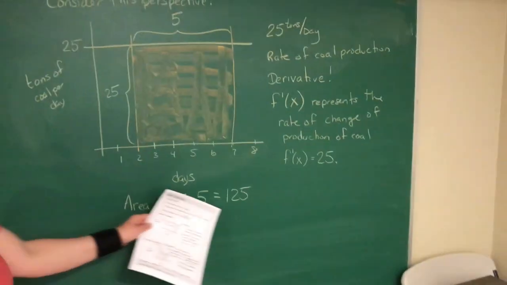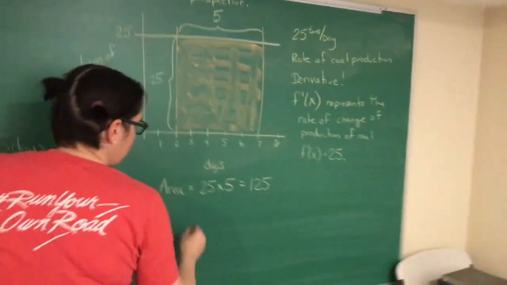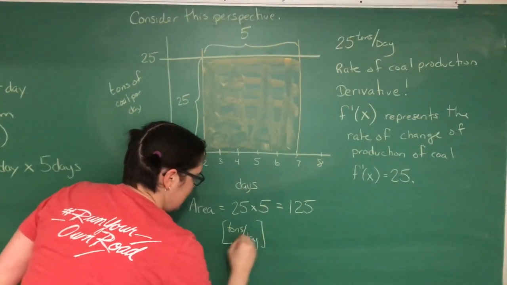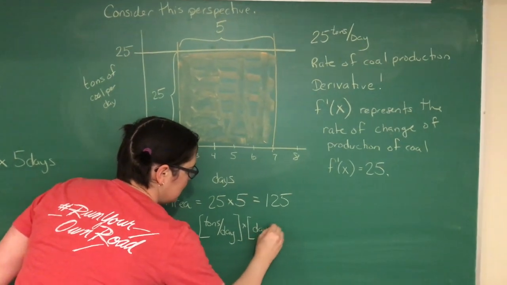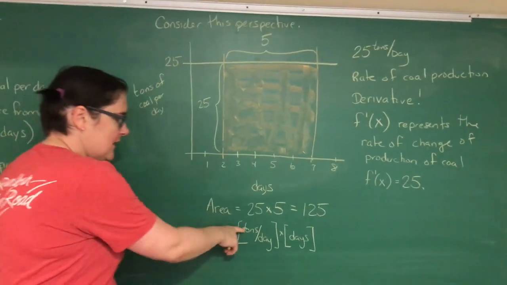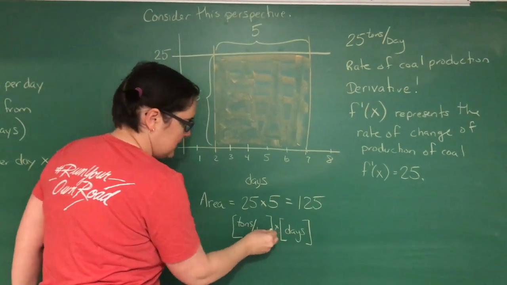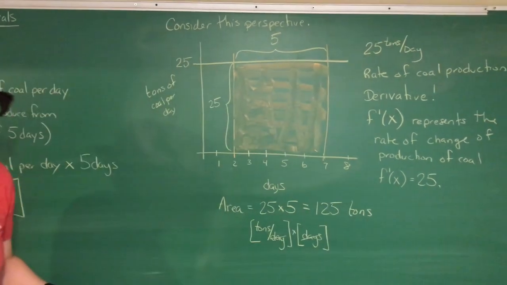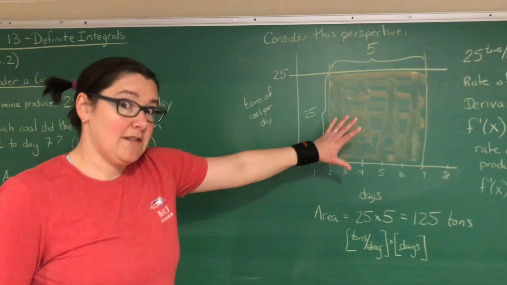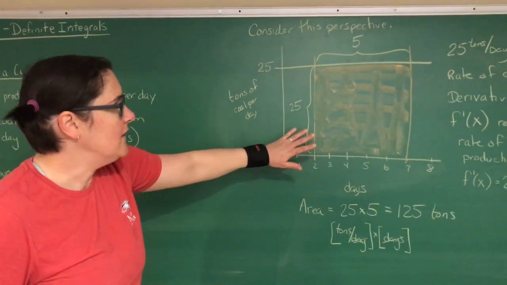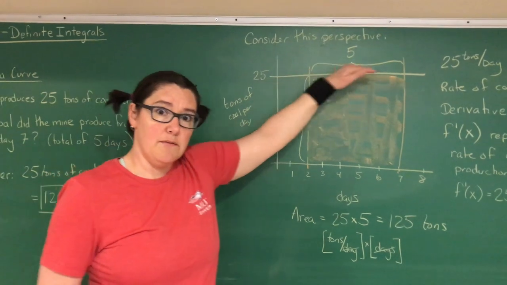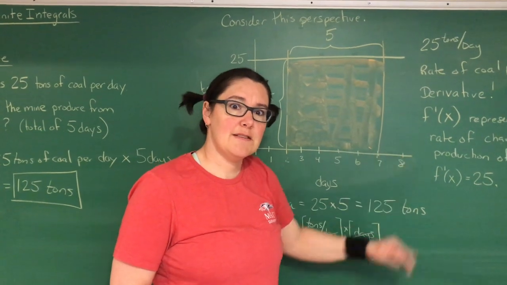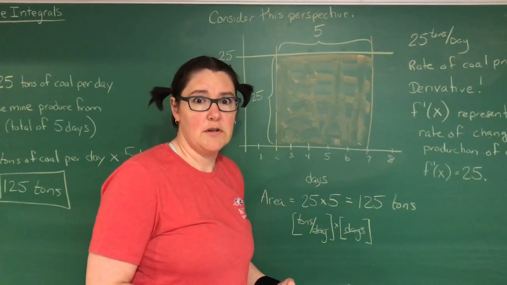And what you also might notice about this number is that the 25 is in tons per day, and the 5 is a measurement in days. And so if you think about tons per day times days, the day cancels, and that leaves us with a label of tons. Okay? So what I want you to take away from this perspective is that the area under our derivative between day 2 and day 7 represents the total amount of coal produced during that time period.